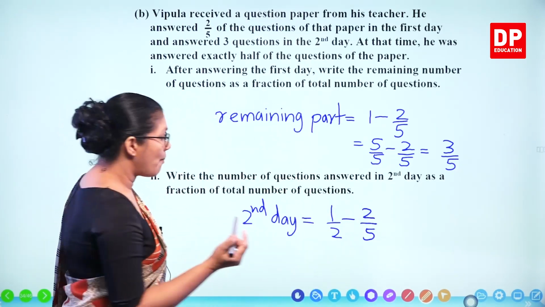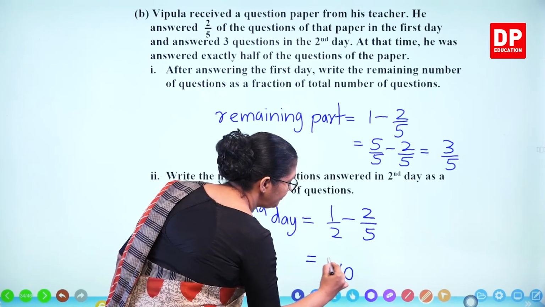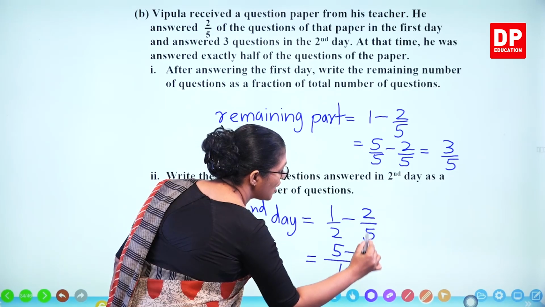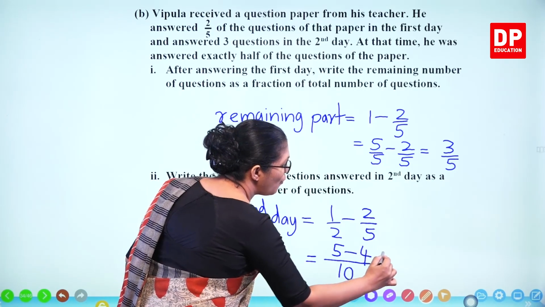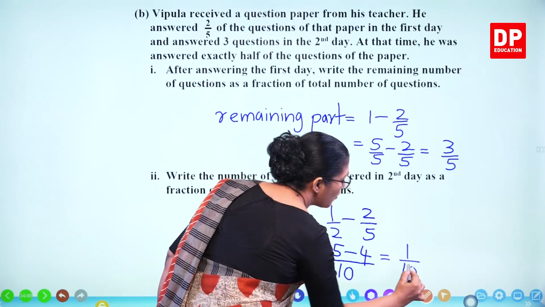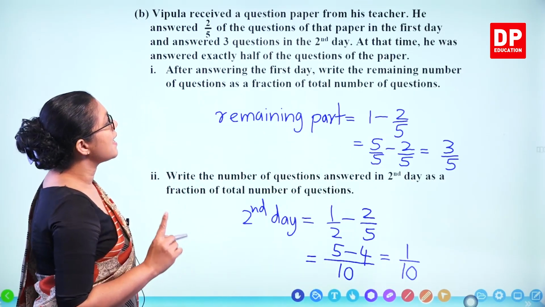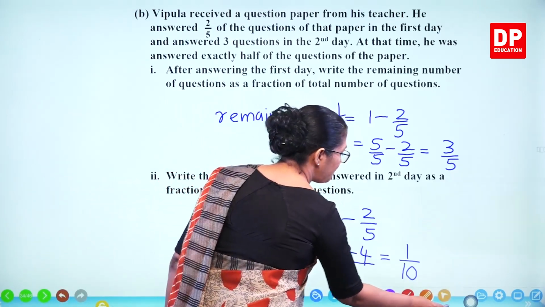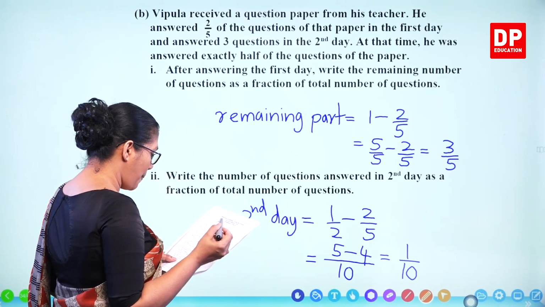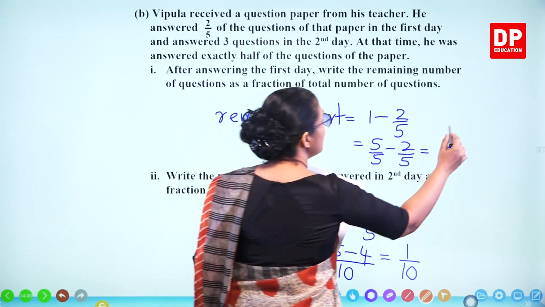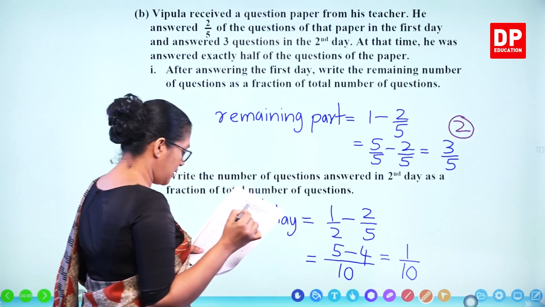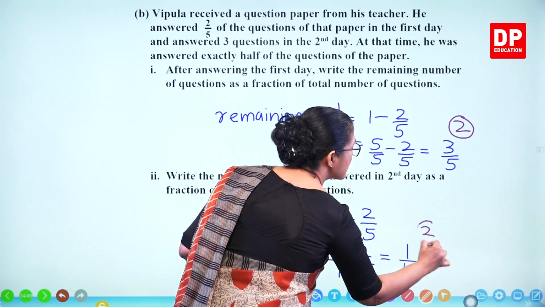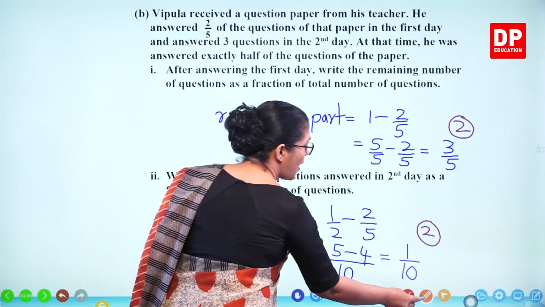Now, what's the lowest common multiple? 10. So 5 into 1, 5 minus 2 times 2, 4. So 1/10 of the questions completed in the second day. So how you get marks for these two? We look at the marking scheme. It says 3/5. You get 2 marks for the first part and 1/10 you get 2 marks. So 4 marks for this.